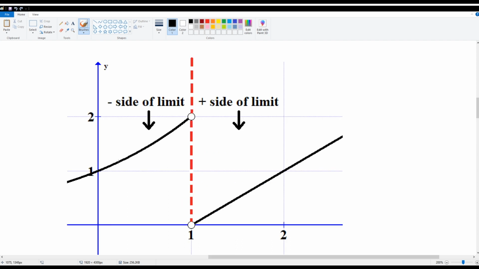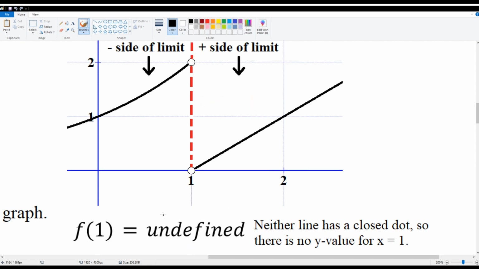So here's a graph that looks a lot like the piecewise functions we were looking at in Unit 1. We've got our dividing line right here at x equals 1, so that's where we're going to be evaluating all our limits and points. First off, it should be noted that if we actually wanted to give a y value for this, sort of like we did with the other one with f of 2, we can't here. f of 1 is undefined because neither of these lines have a closed dot. So there's basically no y value for x equals 1 at this point.